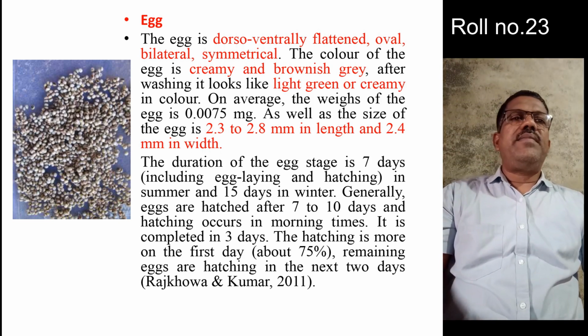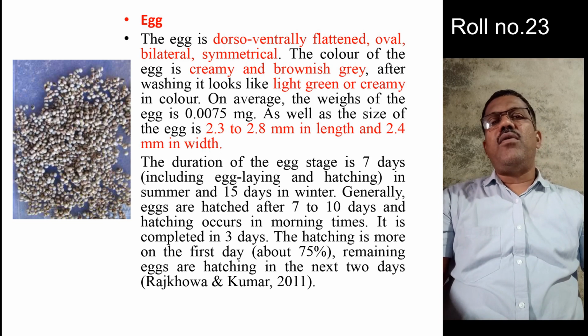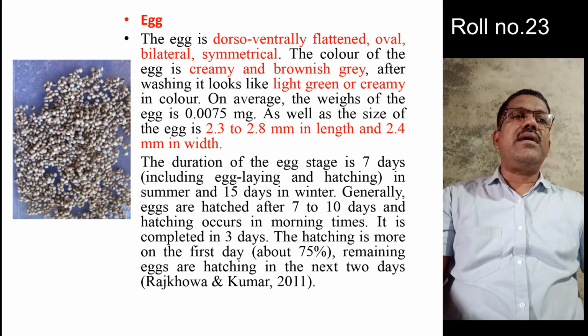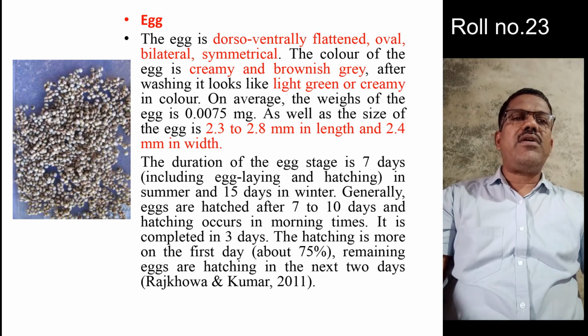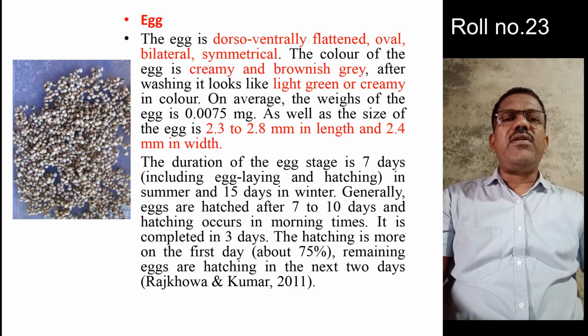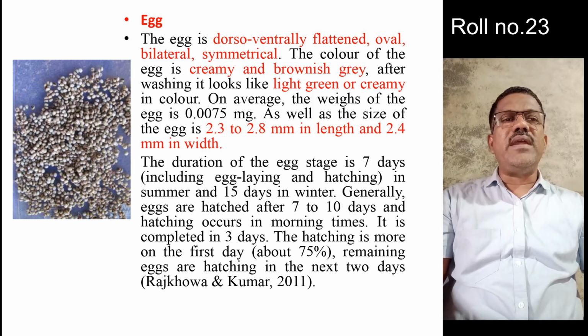The eggs. The egg is dorsoventrally flattened, oval, and bilaterally symmetrical. The color of the egg is creamy, brownish and grey. After washing, it looks light green or creamy in color. On average, the weight of a single egg is 0.075 milligrams, and the size of the egg is 2.3 to 2.8 mm in length and 2.4 mm in width.